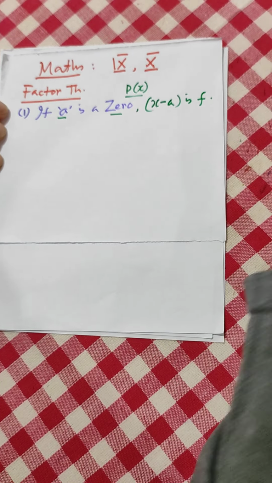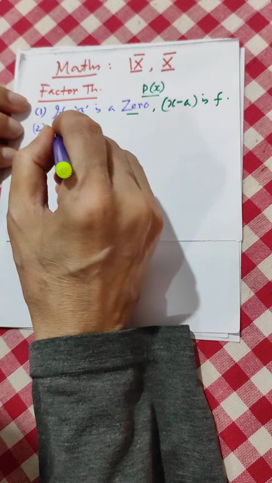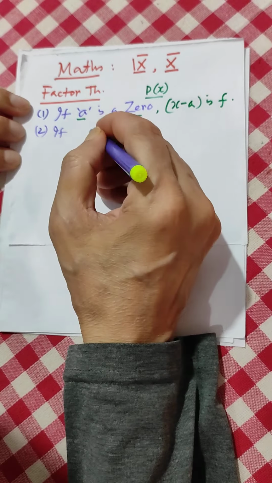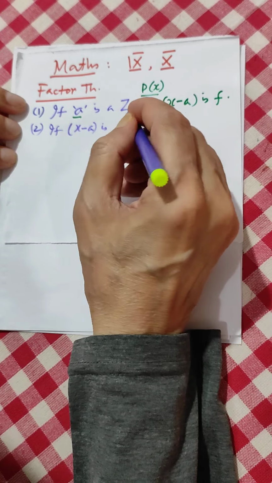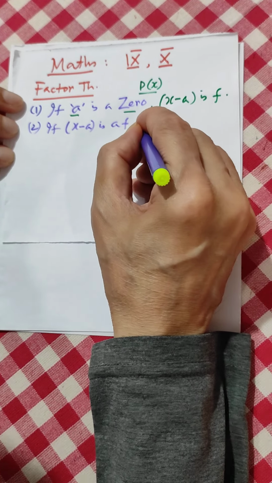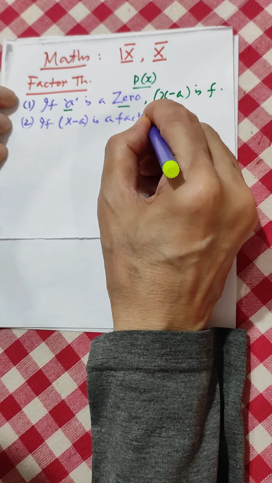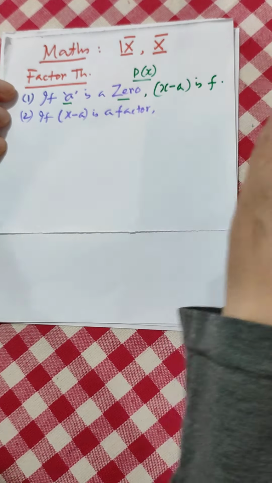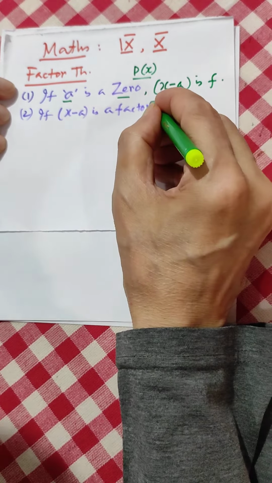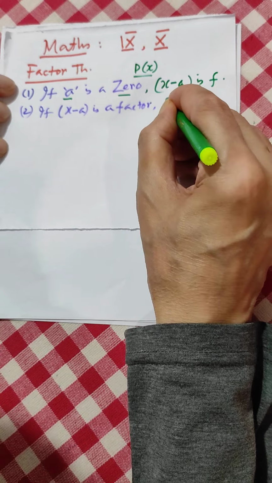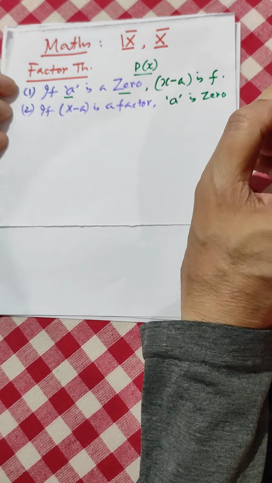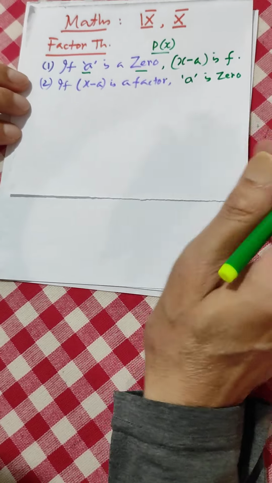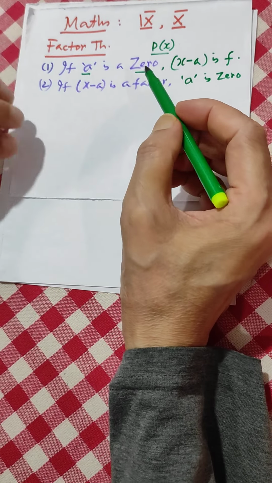Now the second part says just the reverse. If x minus a is a factor of the polynomial p(x), then a must be 0. So you see they are reverse of each other. So these are the two parts of the factor theorem.